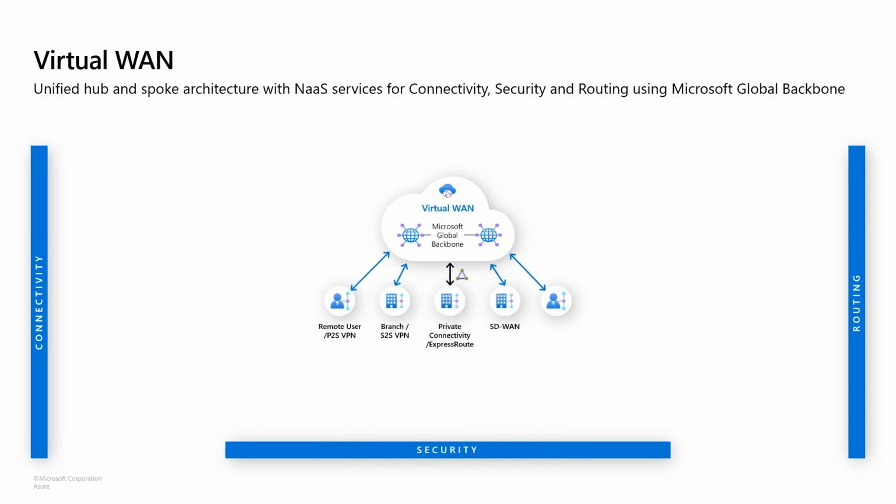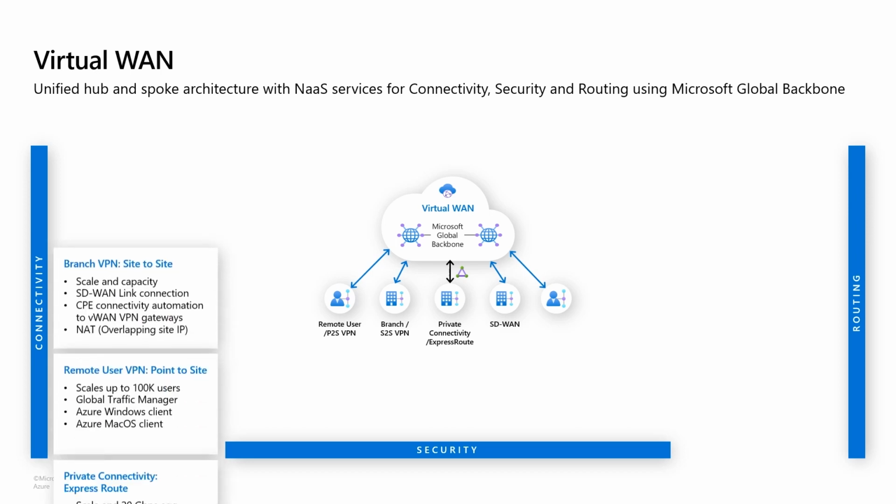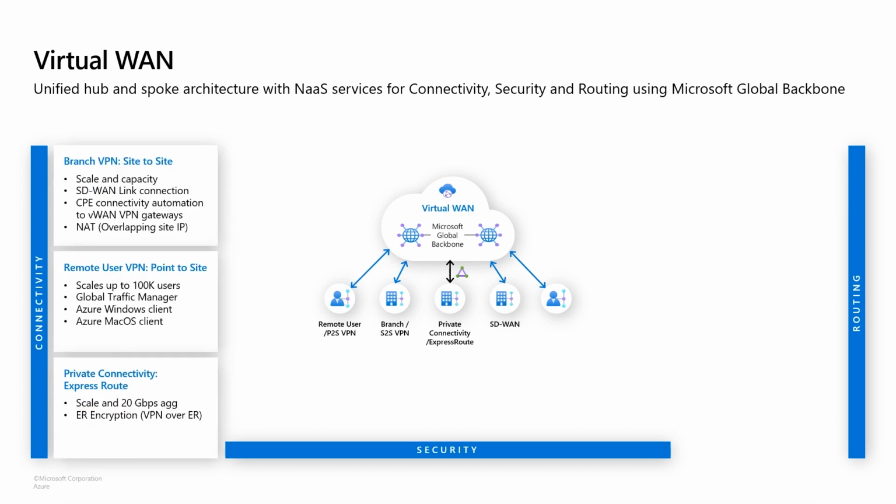And as you start connecting the different users, we start looking at what kind of users. So you can have a remote user connect in, a branch user connect in, a private connectivity or an ExpressRoute user connect in, or an SD-WAN user connect in. And as you start connecting in, these connectivity endpoints in virtual WAN are the gateways. Now, these gateways have different kinds of features.